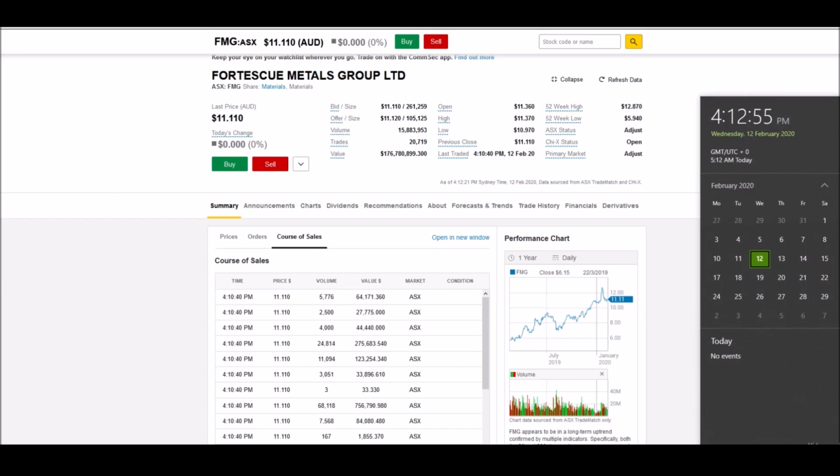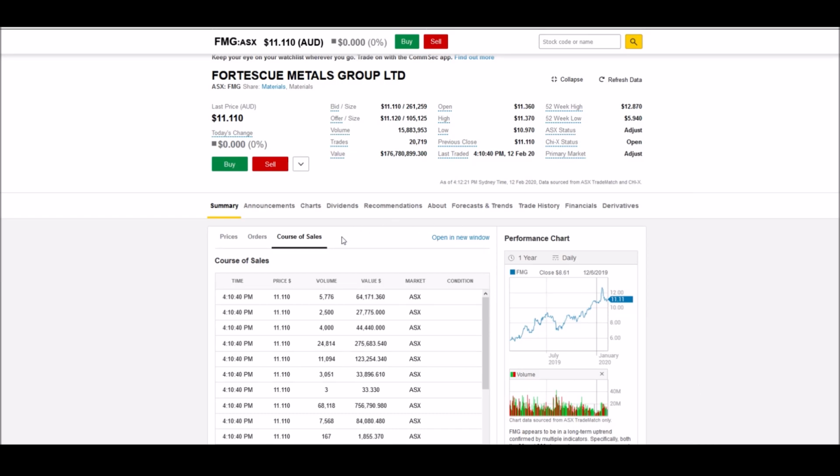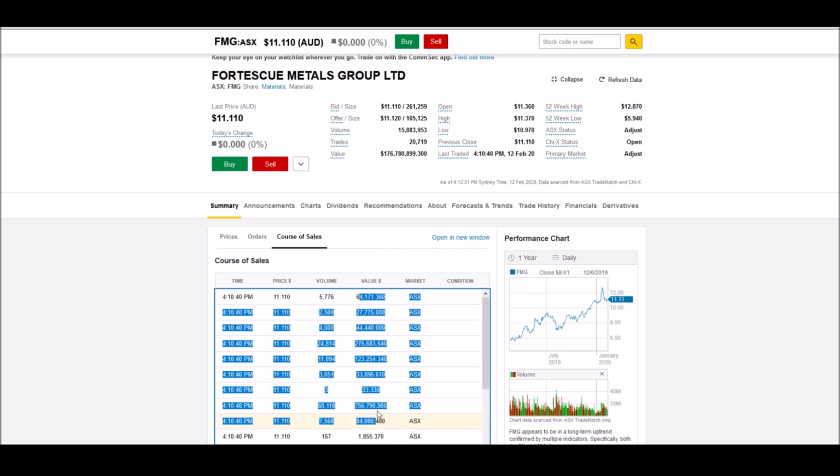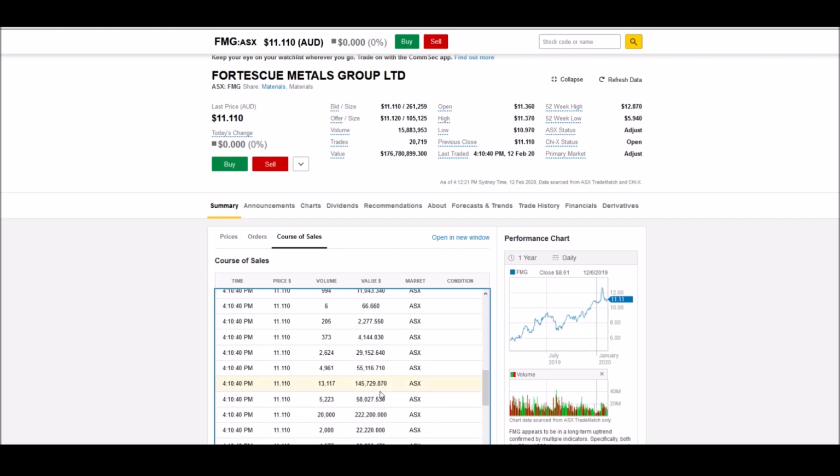So the time now is 4:12 p.m. and we can see in the course of sales that the auction ended up closing at 4:10 and 40 seconds, and the price ended up being $11.11, and then you can see all these orders flow through. And you can see there's a wild difference between $11.19, $11.15, as was shown in the auction period.